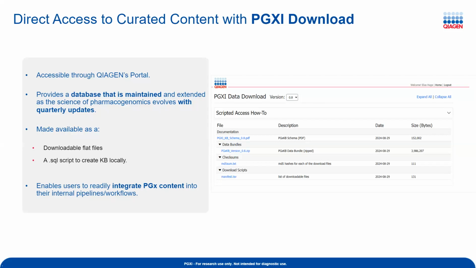And the use case to support what customers can do with the PGX download is to integrate it readily into their internal pipelines or workflows. And then they can run SQL queries to identify what gene or drug associations are available for certain genotypes or phenotypes.